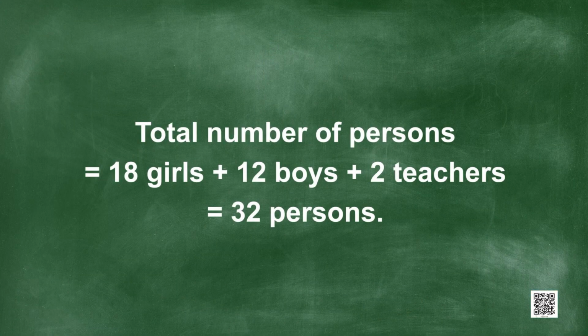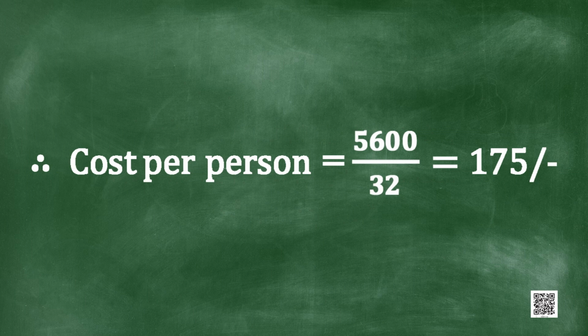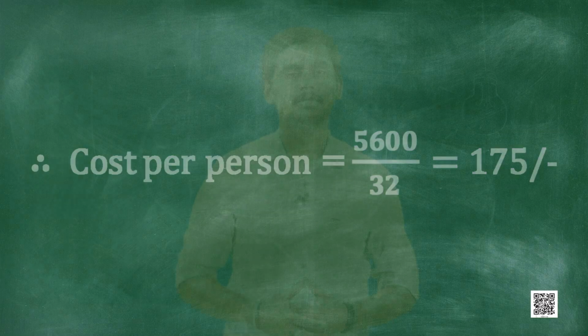Students, for this picnic we have found the total expense. Now let's try to calculate the total number of people who are traveling in this picnic. So the total number of persons is equal to, we have found that there were 18 girls plus we also found that there were 12 boys plus additionally 2 teachers also joined. So therefore, the total number of persons is 32. Now the cost per person will be given by the total expense divided by the total number of people. So that is equal to 5600 divided by 32, which is equal to rupees 175.